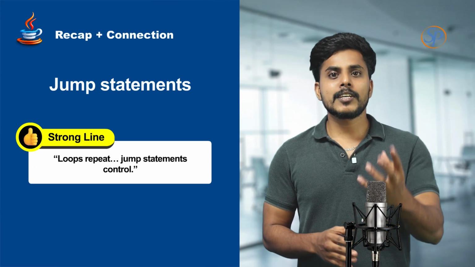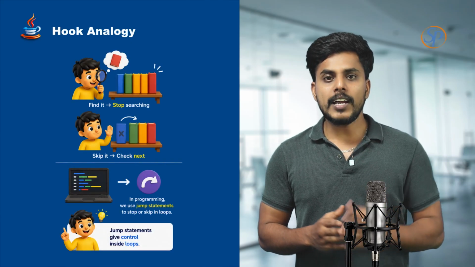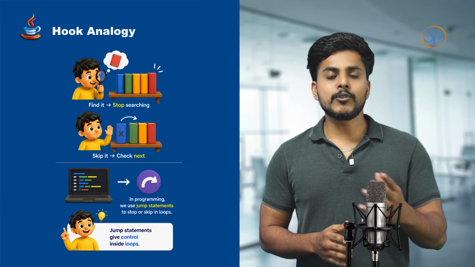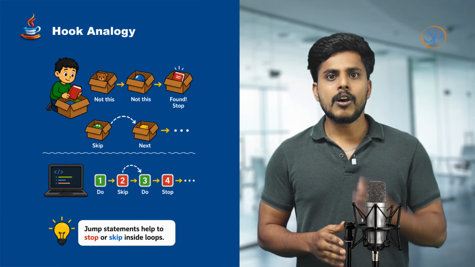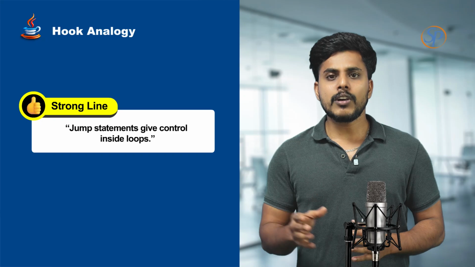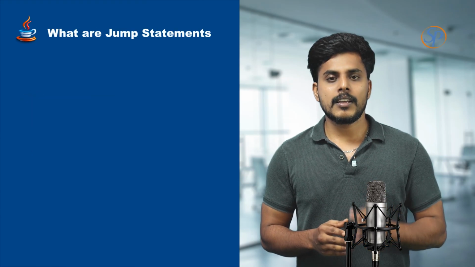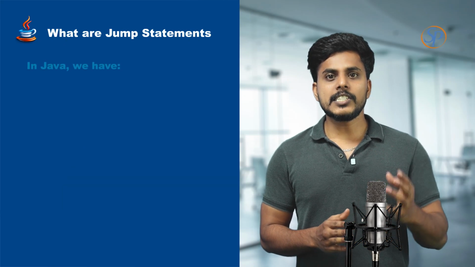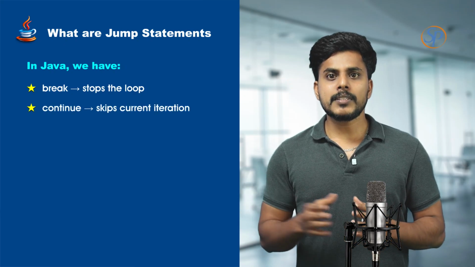Let's understand with a simple example. Imagine you are searching for something. When you find it, you stop searching, and sometimes you skip something and move to the next. Same way in programming, we use jump statements to stop the loop or skip one step. Jump statements give control inside loops. What are jump statements? Jump statements are used to change the normal flow of loops. In Java, we have break, which stops the loop, and continue, which skips the current iteration.